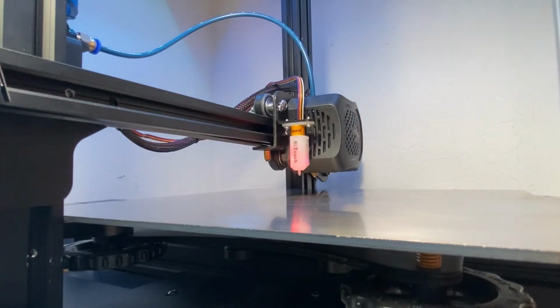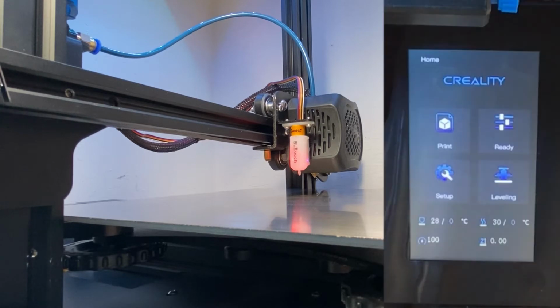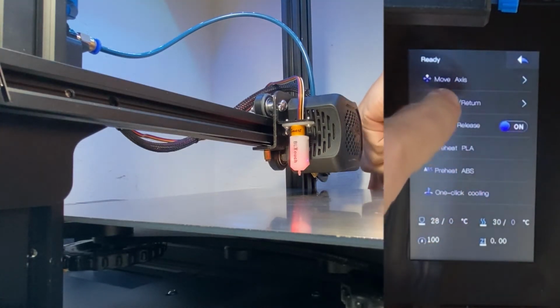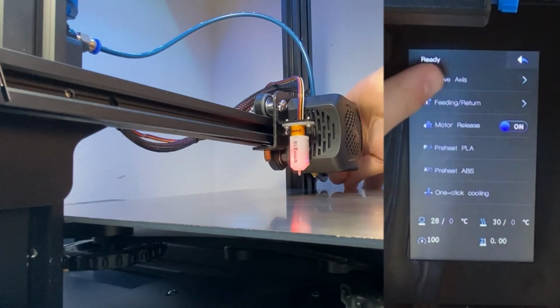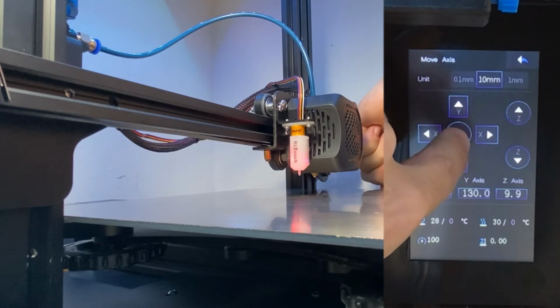Hey everyone, today I'm going to be showing you how to calibrate the Z offset on an Ender 3 V2 with the Ender series touchscreen. First, you want to make sure you have the firmware flashed for your touchscreen so that the leveling menu is open to you. To get started, go into the Ready menu, click on Move Axis, and click on the Center button, and that'll bring it to the home.